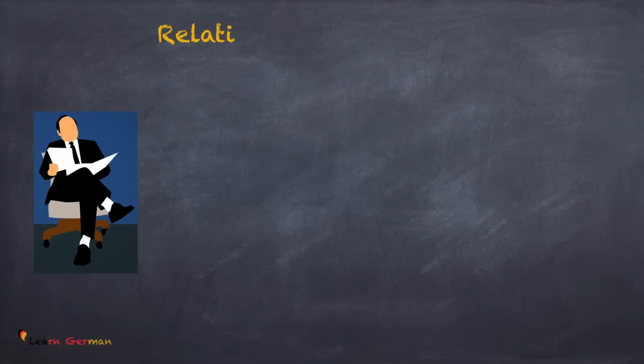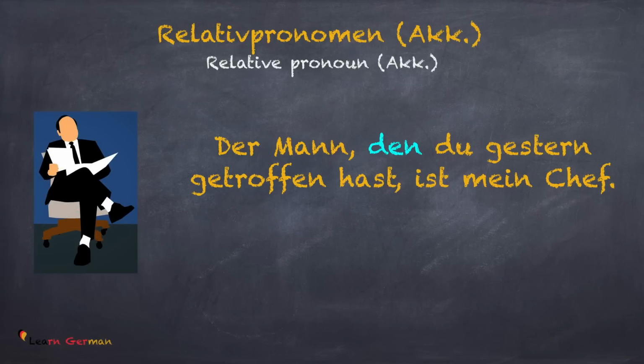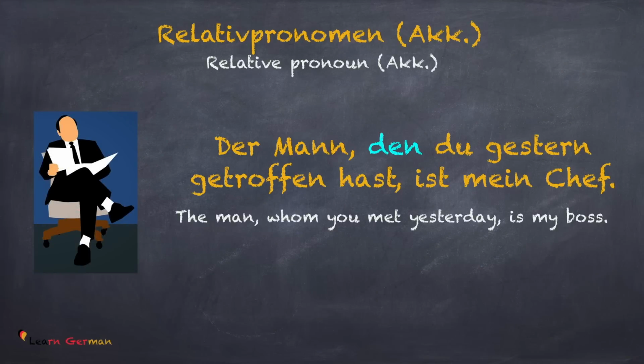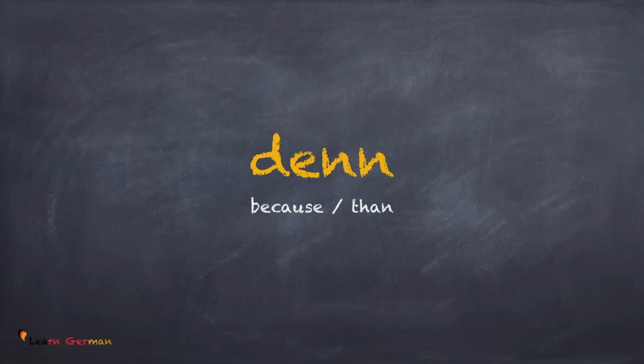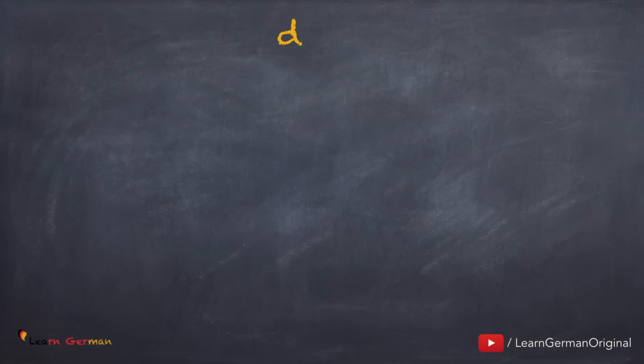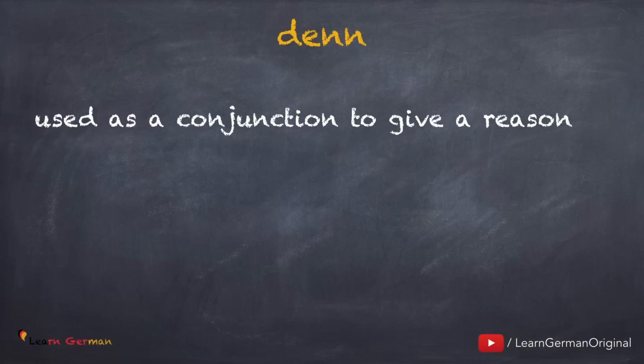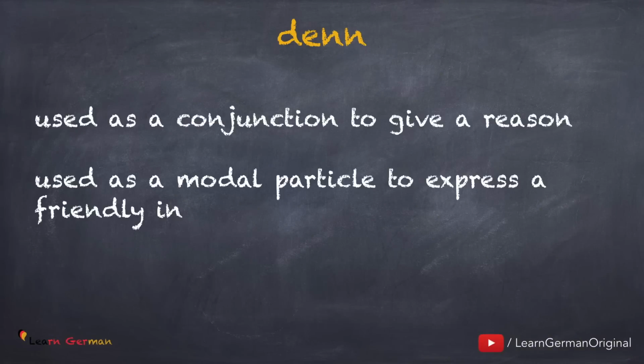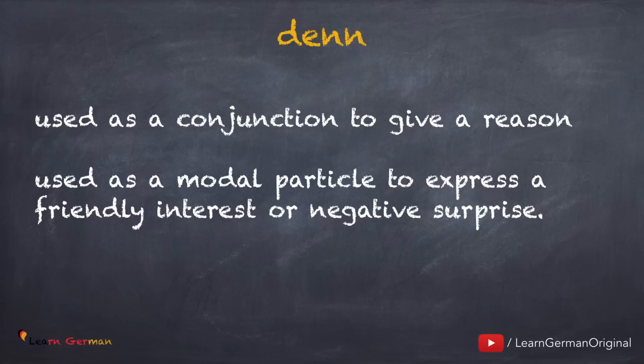Now let's see how to use den as a relative pronomen. Der Mann, den du gestern getroffen hast, ist mein Chef. Den is used as a pronoun for der Mann. Let's move on to the next one. Denn. Denn can be used in various contexts. For example, denn can be used as a conjunction to give a reason. Sometimes it's also used as a modal particle to express a friendly interest or a negative surprise.